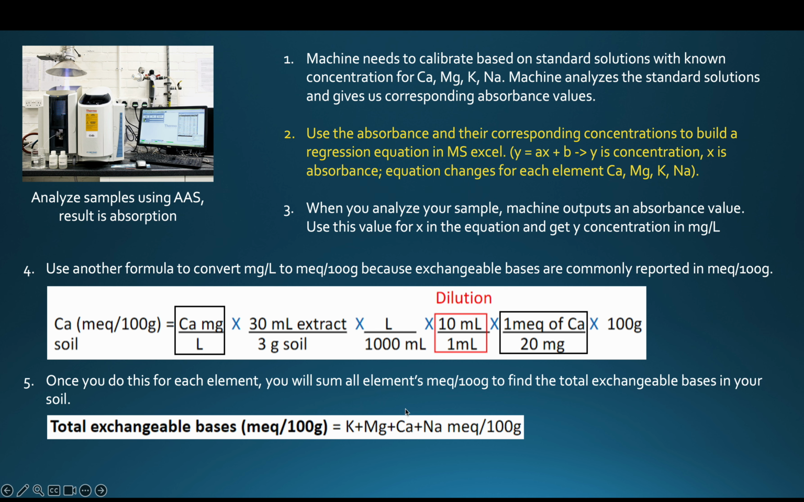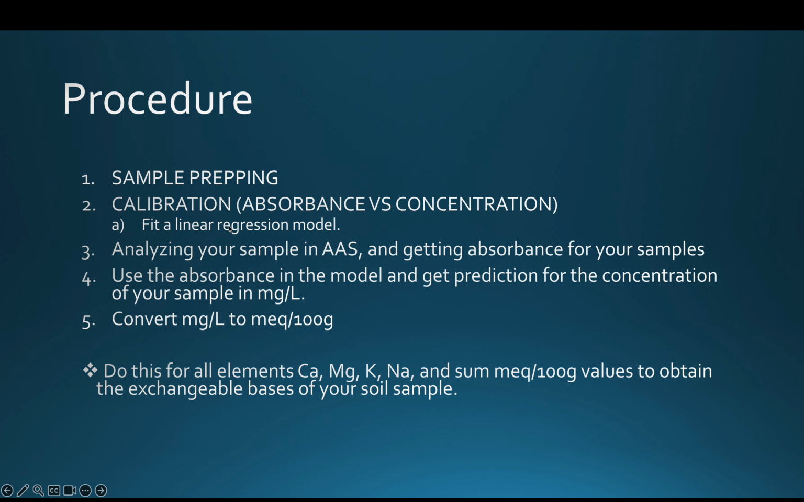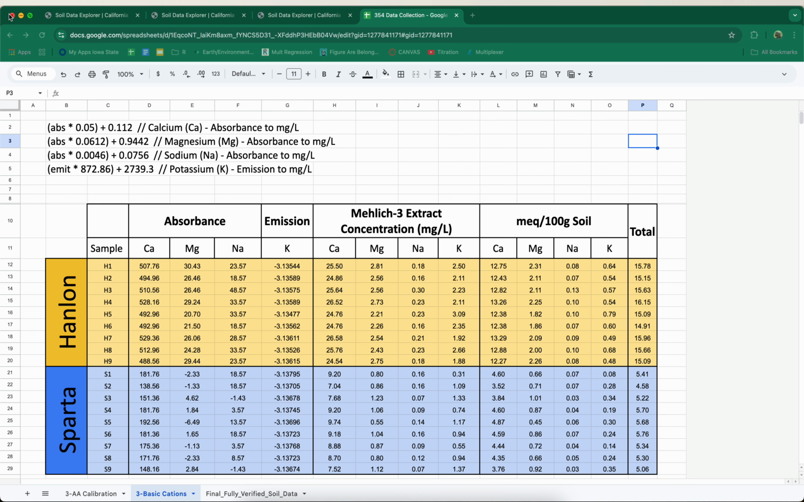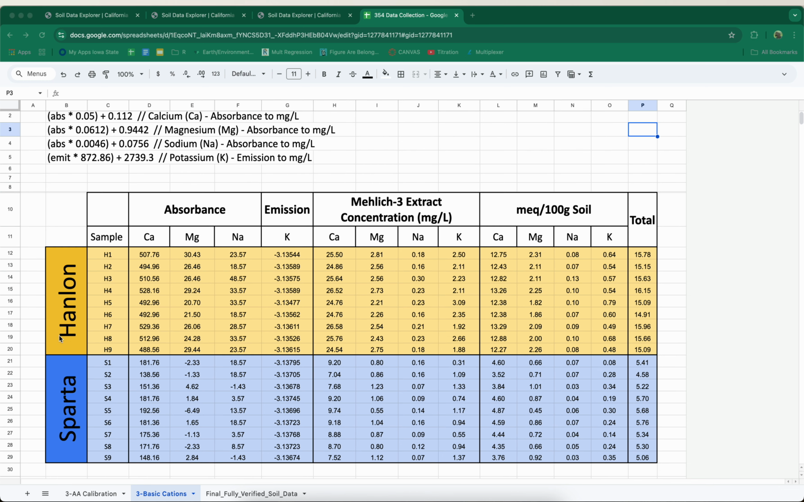So you'll see later, when we look at the data, how I did that just in Excel. I built this equation into an Excel spreadsheet, essentially. We all did this in class, so we should have a pretty good idea of what went on there. So, stepping back out to the data here, again, remember, we're working with these 2 different soils, Sparta and Hanlon.